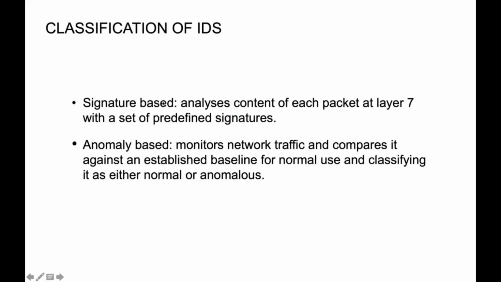We actually have two different types of IDS: signature based and anomaly based. The signature based, as I mentioned, is able to compare the contents of the packet against a set of predefined signatures, and anomaly based basically monitors the network traffic. It actually has a baseline of our network traffic. If it sees a deviation from our baseline, it will alert the administrator that something anomalous is going on so it can be inspected. But again, it's only detecting so far.